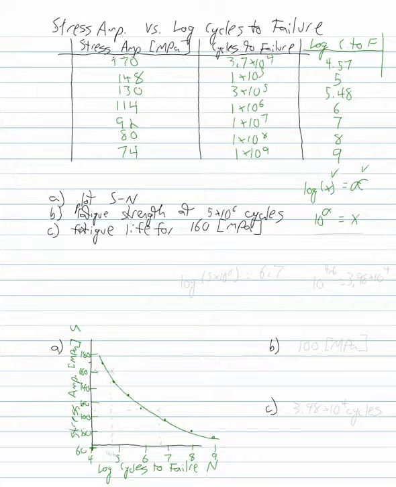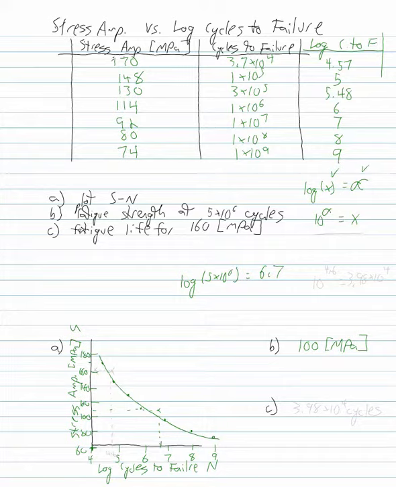Next up, we need to find the fatigue strength at 5 times 10 to the 6 cycles. So in order to do this, we need to convert to log cycles once again. So the log of 5 times 10 to the 6 is going to go ahead and equal 6.7. So we'll locate this spot on our graph, 6.7, which will be right about here. We'll move up there. This is now our spot, and we'll move across the axis to 100. So our fatigue strength at 6.7 log cycles to failure is going to be 100 megapascals.